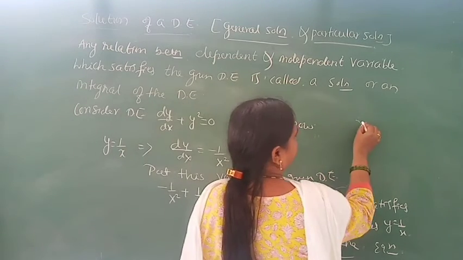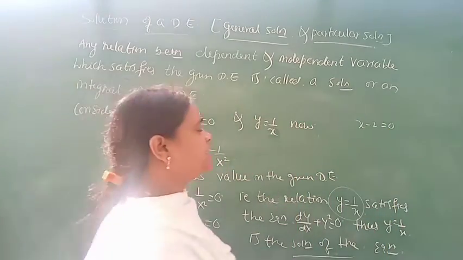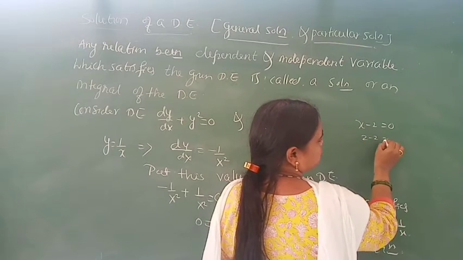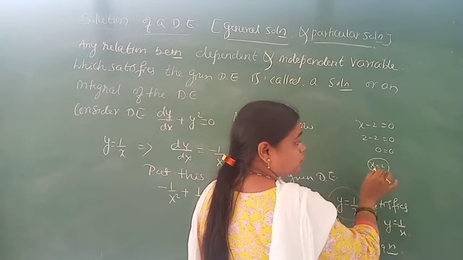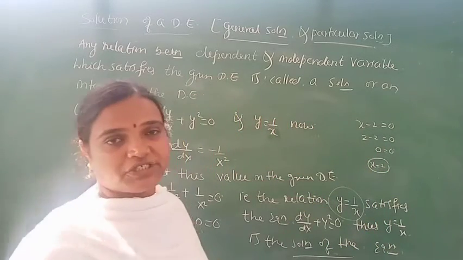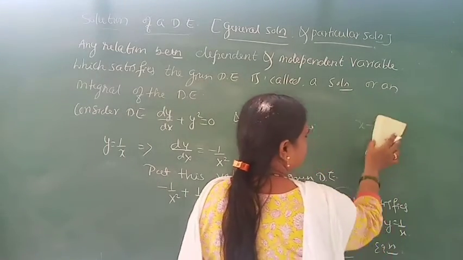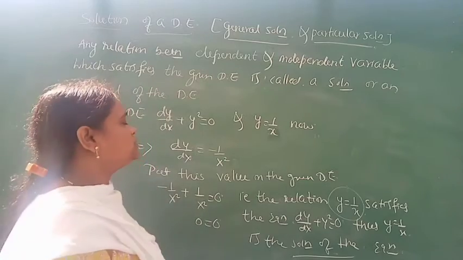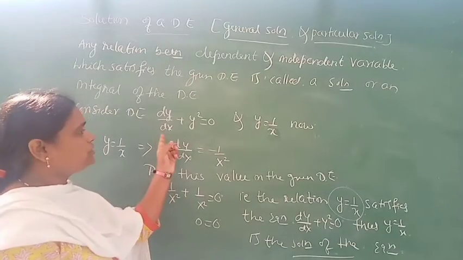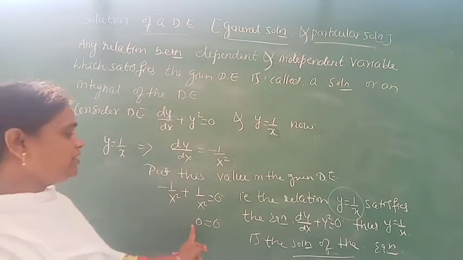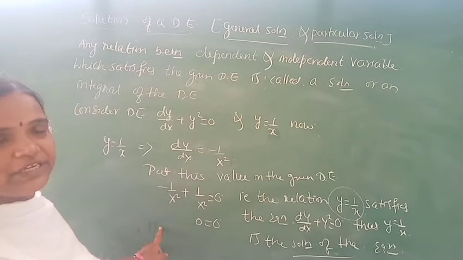For example, if I take x minus 2 equal to 0, correct? This is a general idea I will tell you. If I take x as 2, 2 minus 2 equal to 0, which means 0 equal to 0. This means we say that x equal to 2 is the solution of the given equation. Did you understand? In the same concept, here y equal to 1 by x is the solution of the given differential equation. Why? We balanced this equation.